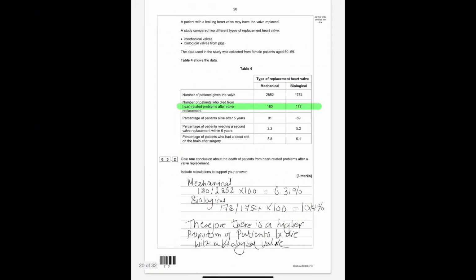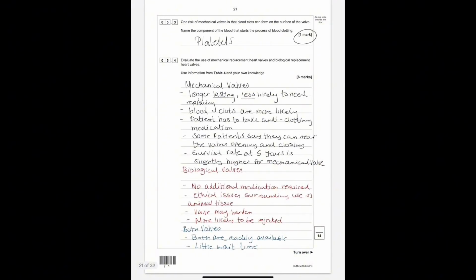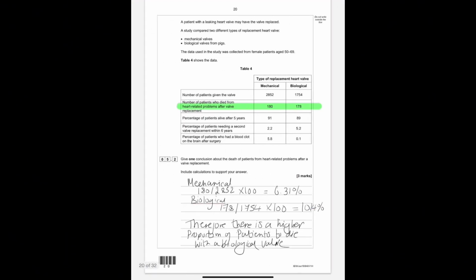Now, if you only use the information from this table, you're not going to get more than 2 marks. And believe me, that is the truth. You have to use your own subject knowledge as well. So you could write so much information down, but if you've not used your own knowledge, you're probably not going to get more than 2 marks. And I'm going to be very clear about that.